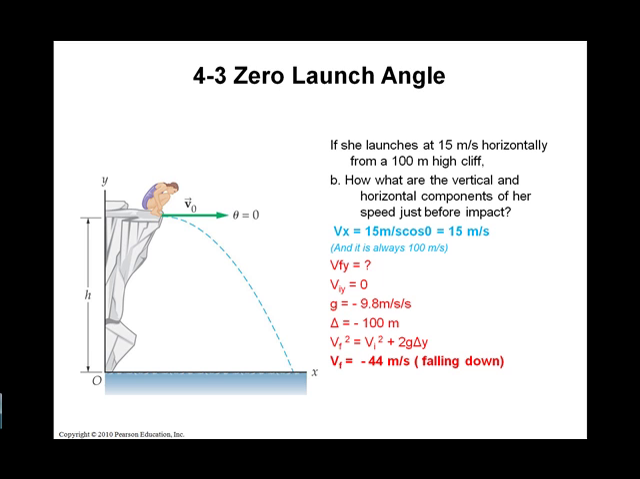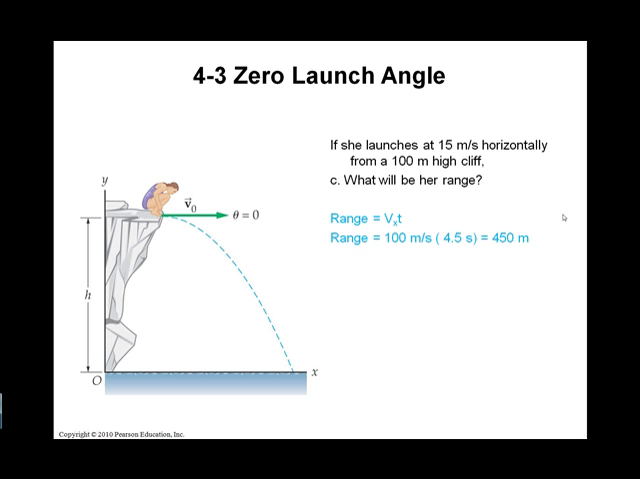So the formula we're going to need is a formula that does not have time in it. It's Vf squared equals Vi squared plus 2 g delta y. If we plug in all our numbers, we should get a Vf, and when we take the square root, 44 meters per second. But remember, we're falling down, and when you take the square root, you can have a negative root. So it's negative 44 meters per second. So her components right before she hits the water, not when she hits the water, but right before she hits the water, are Vx of 15 meters per second and Vfy of 44 meters per second in the negative direction.